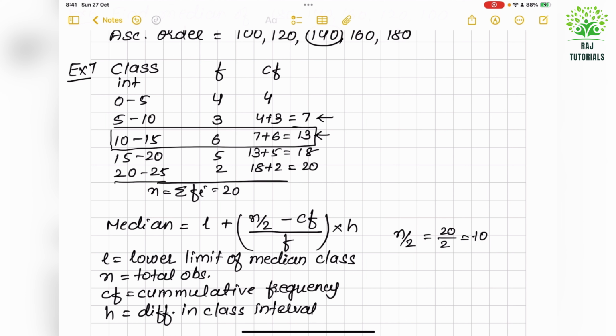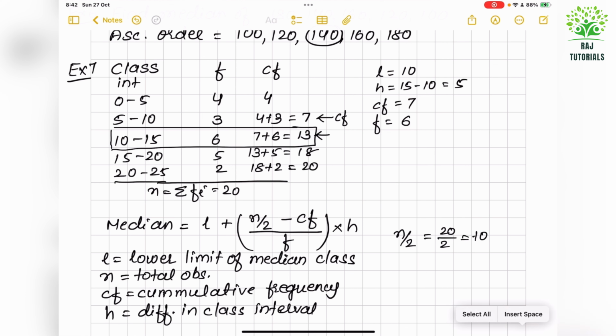See, now my L will be the lower limit of the median class. So median class is 10 to 15. So 10 will be my L. H will be 15 minus 10, so that will be 5. Now CF will be one value above the median class. So 7 is my CF. And F will be the frequency of the median class. So that will be 6.